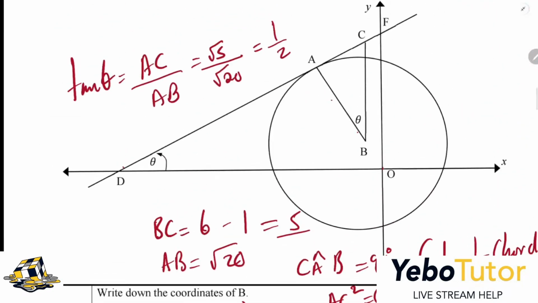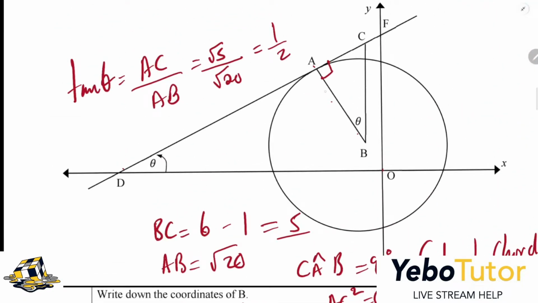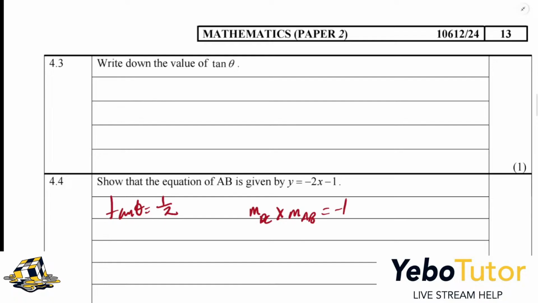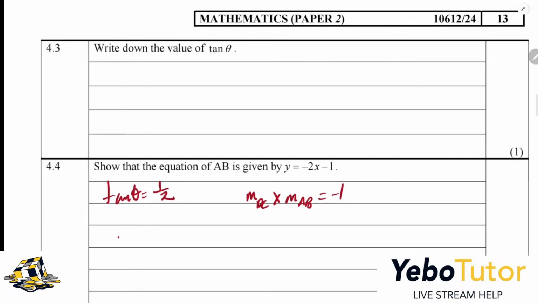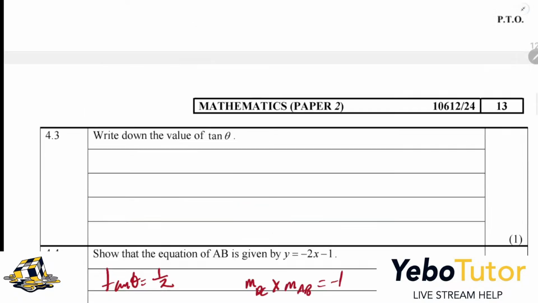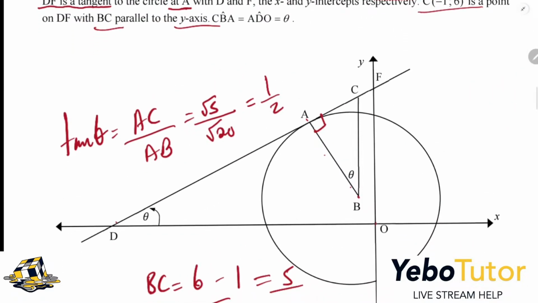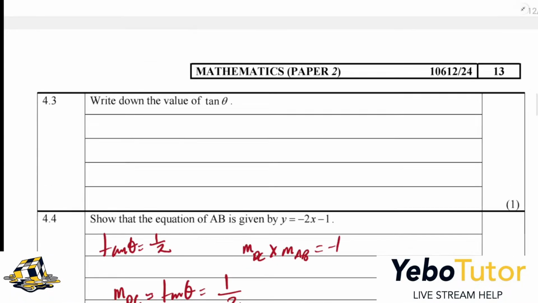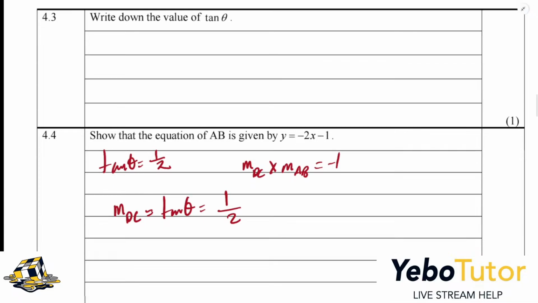And bear in mind, this is 90 degrees. So this is the gradient I'm talking about. The gradient of AB times the gradient of DC should be equal to negative 1 because they are perpendicular to each other. So now we can see that the gradient of DC will be equal to tan theta, which is equal to 1 over 2, because that angle is subtended angle theta on the x-axis. So that's where we get that 1 over 2 for the gradient of DC.